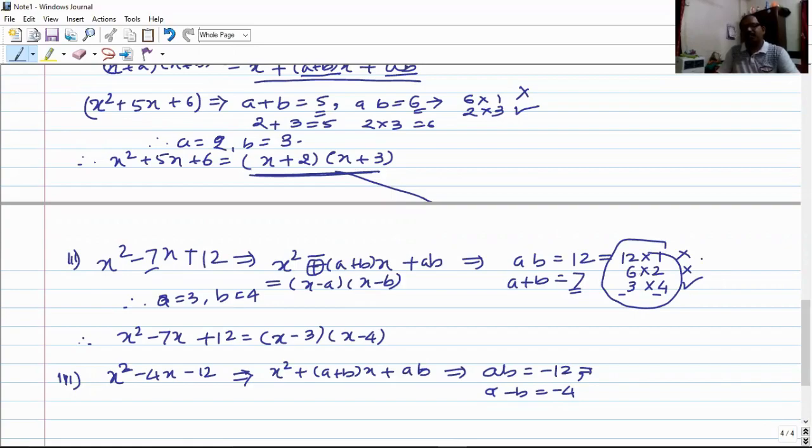12 minus 1 is not equal to 4. 3 minus 4 is not equal to 4. What is the difference of 6 and 2? 6 and 2 have a difference equal to 4. So you can choose this one, that is 6 into 2, right? So the difference of 6 and 2 is this.